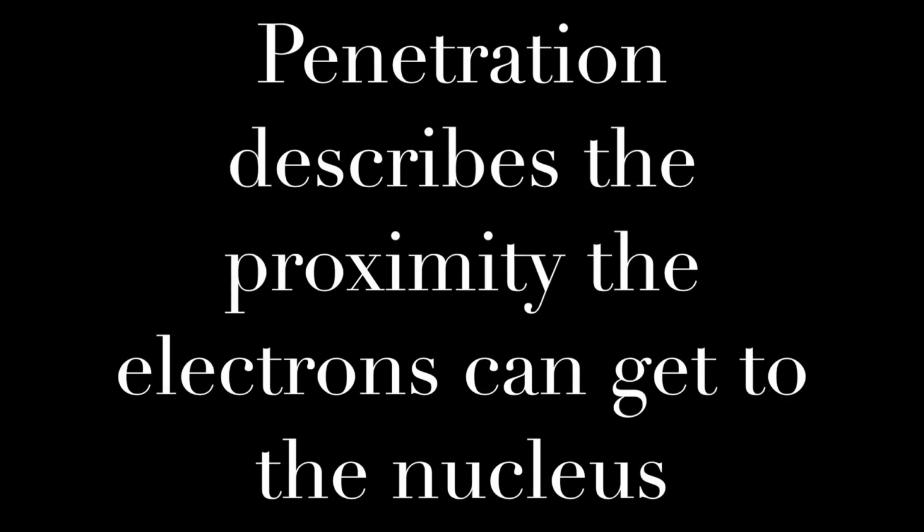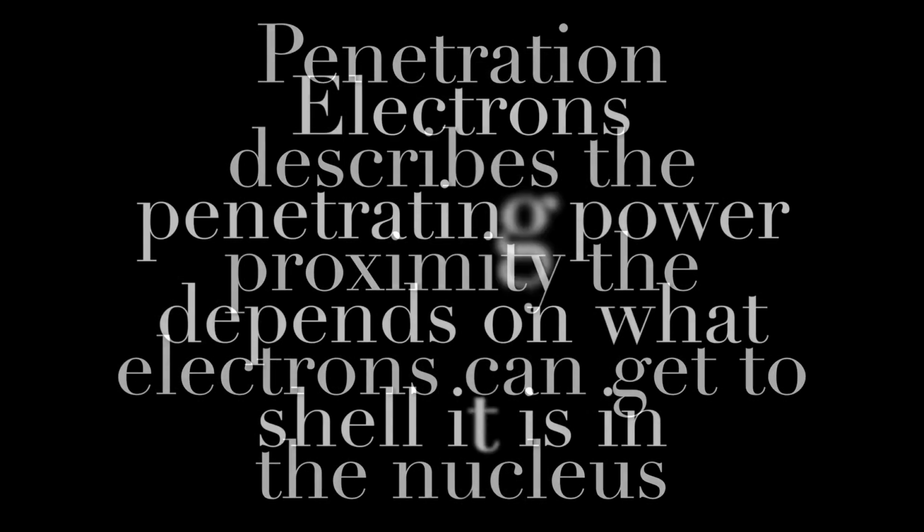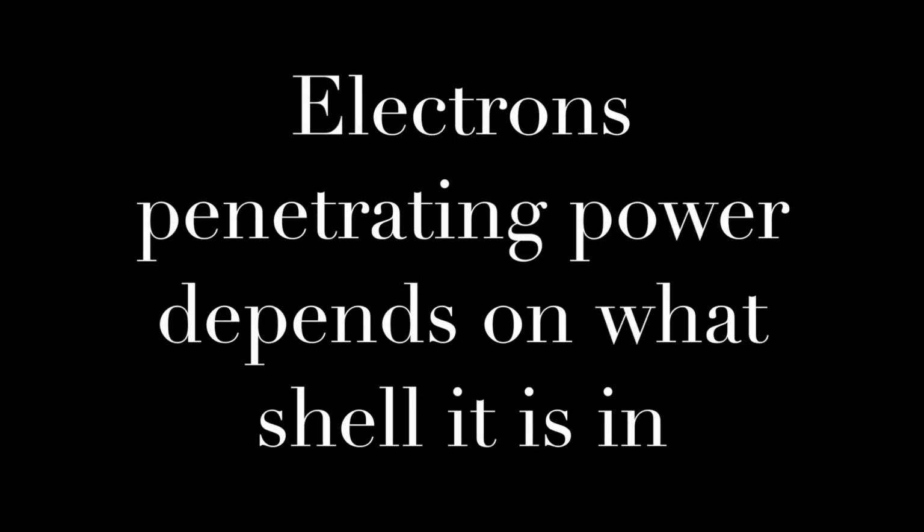Penetration describes the proximity to which an electron can approach the nucleus. In a multi-electron system, electron penetration is defined by an electron's relative electron density near the nucleus of an atom. The ability an electron has to penetrate depends on the shell. For example, electrons with the same value of n will have different abilities to penetrate depending on whether it is in the s, p or d orbital.